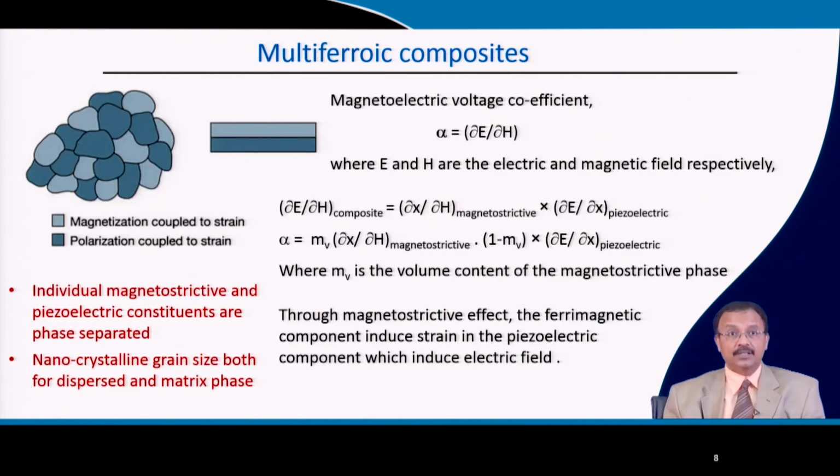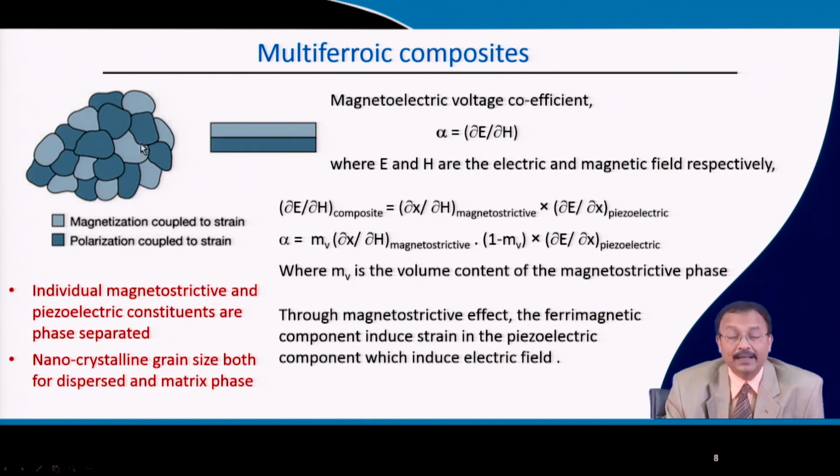Now, if you consider this multiferroic composite, either it can be a 0-3 composite, where very homogeneously this ferrimagnetic component is dispersed in a ferroelectric media, or it can be a multilayer film, where one after another you can deposit a ferroelectric film and a ferrimagnetic film, but this clamping effect will be there.